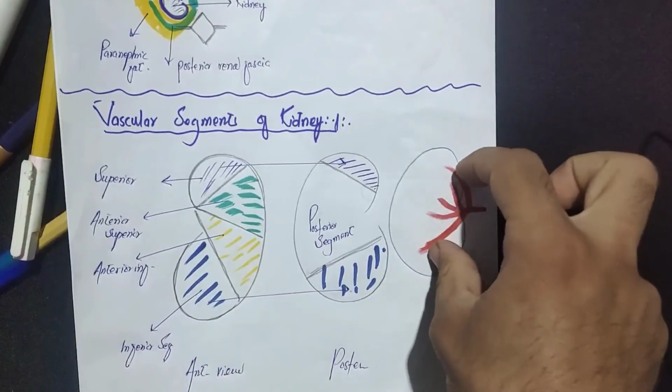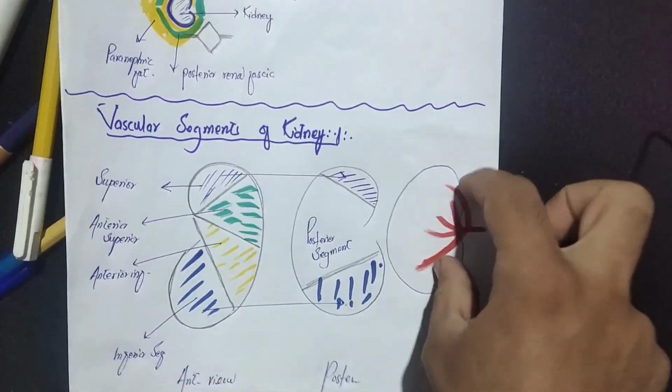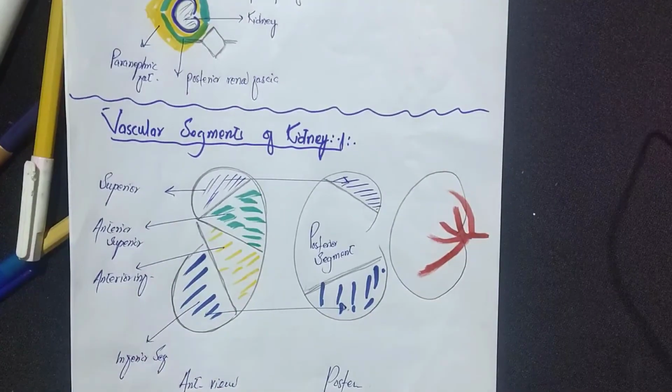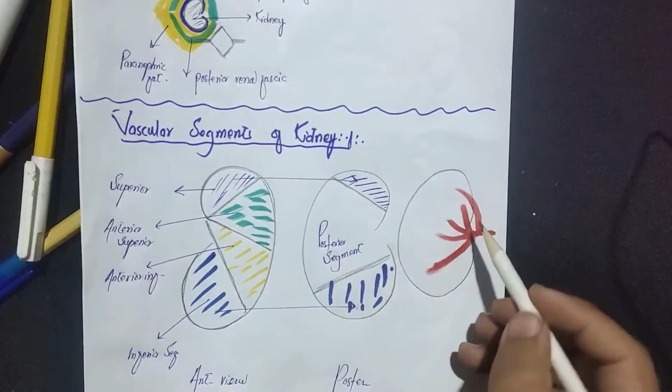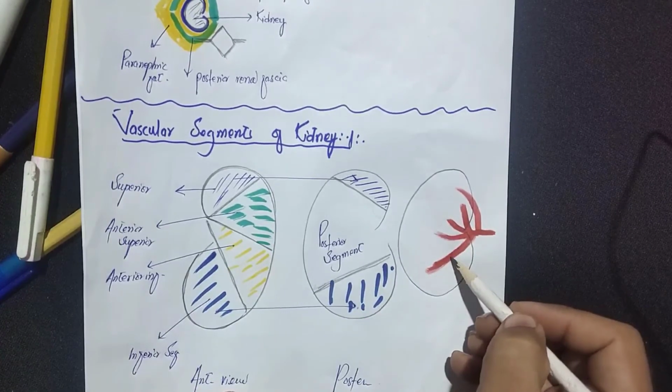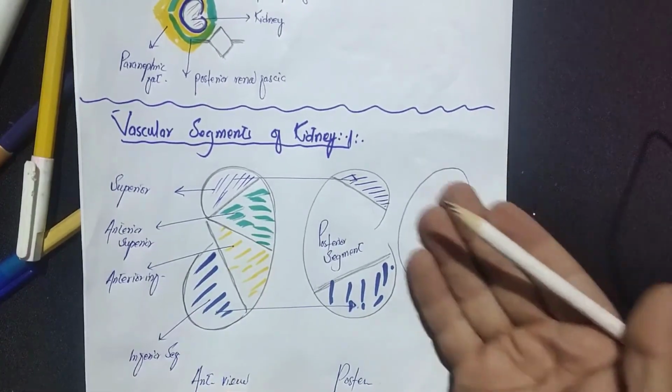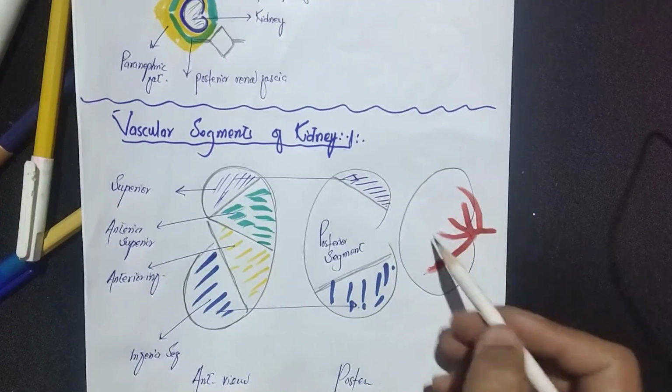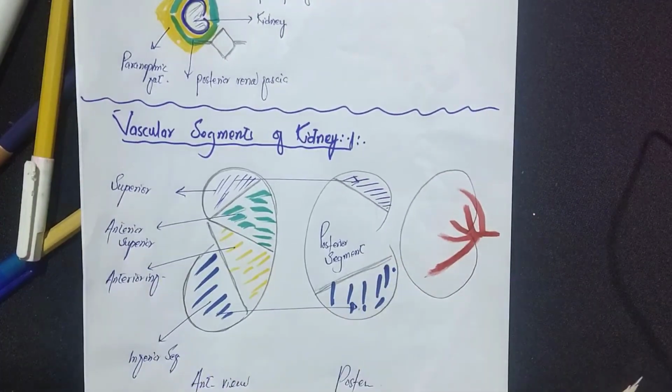So I will discuss this vascular supply of the kidney in the next lecture, inshallah. Right, so how many segments are created due to this supply? 1, 2, 3, 4 and 5. Right, so this is to the posterior, and these 4 segments are to the anterior. So we will discuss them in the next lecture.